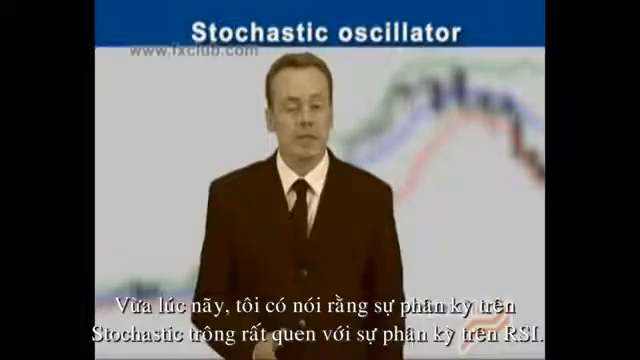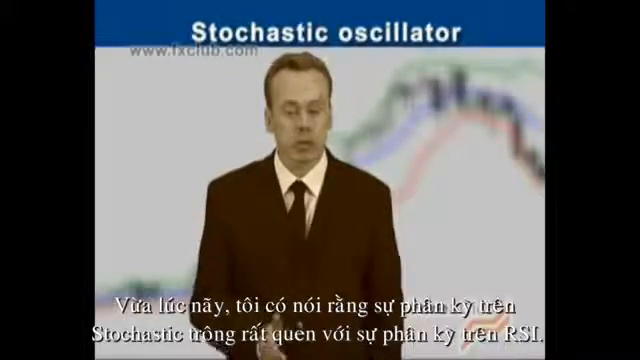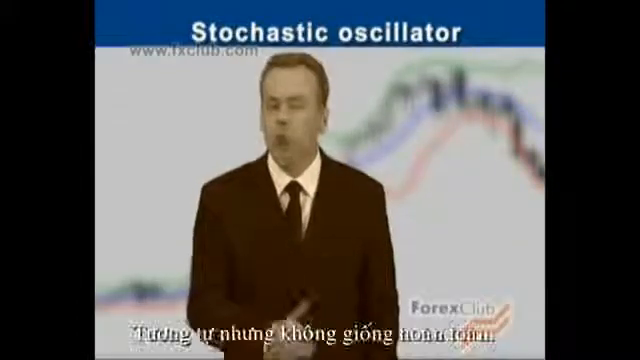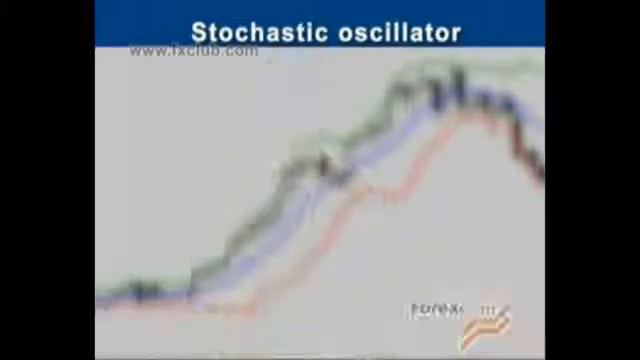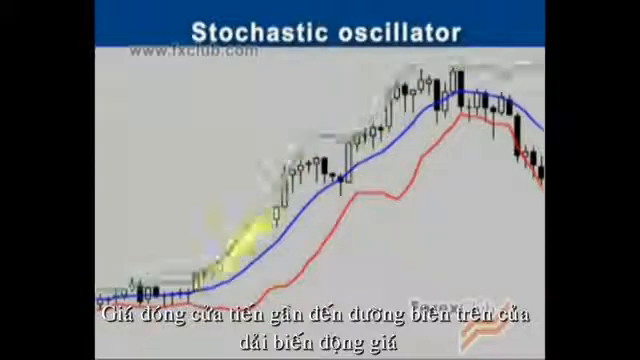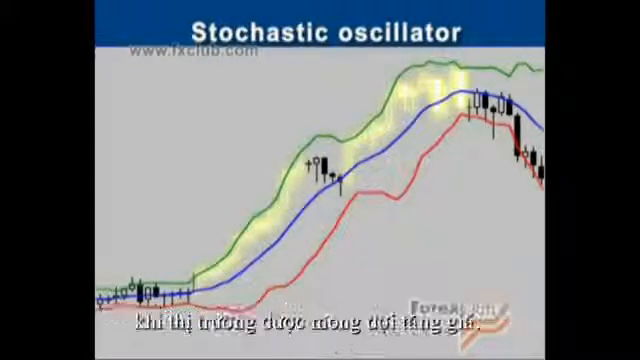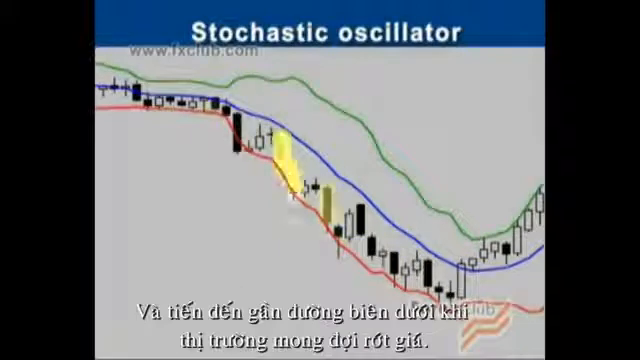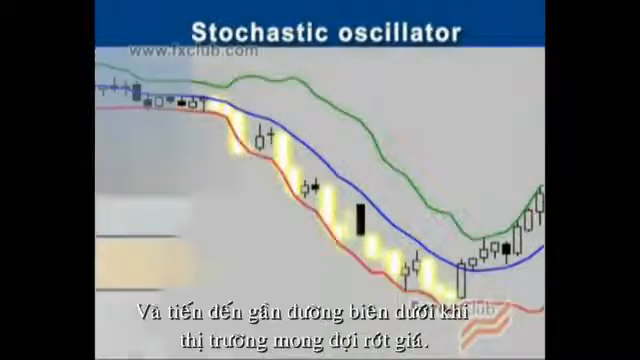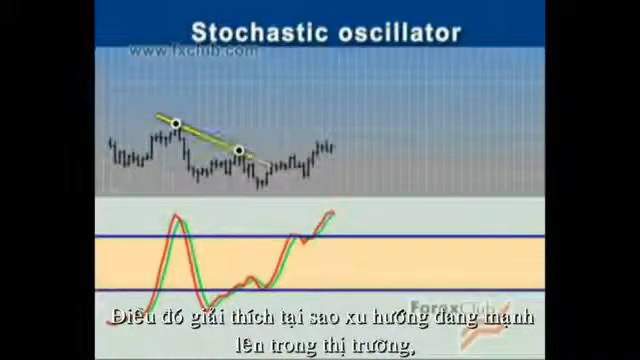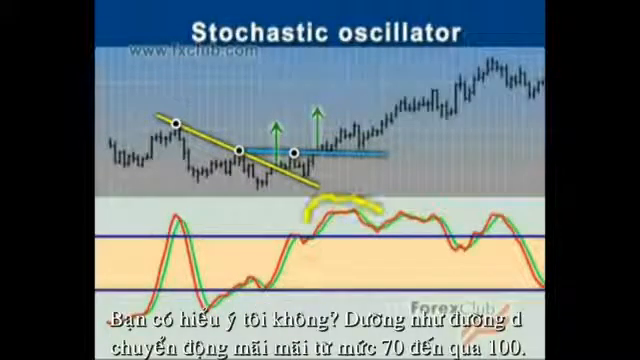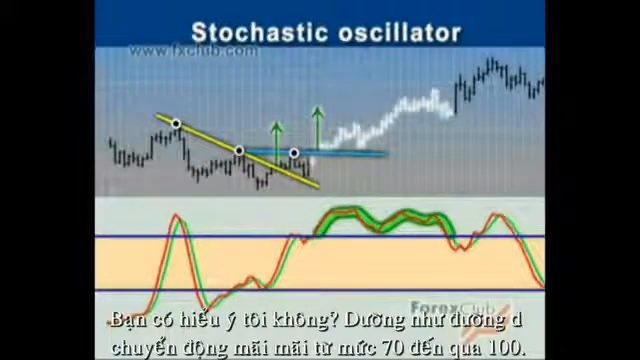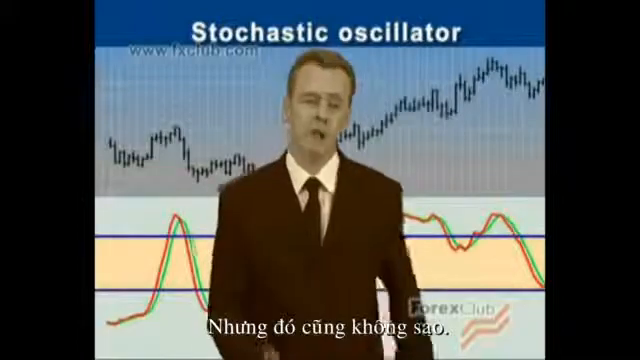A moment ago I said that divergence on stochastic looks similar to divergence on RSI. Similar but not the same. Do you remember the principle that stochastic is based on? Closing prices come closer to the upper boundary of the range when the trend is bullish, and to the lower line when the trend is bearish. Which is why with a strong uptrend on the market, the stochastic entry into the overbought zone looks very special. Do you see what I mean? It seems that line D is endlessly moving from 70 towards 100. But that can't happen.